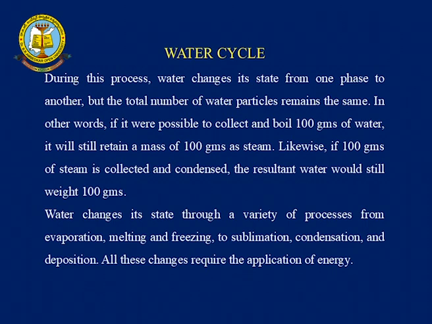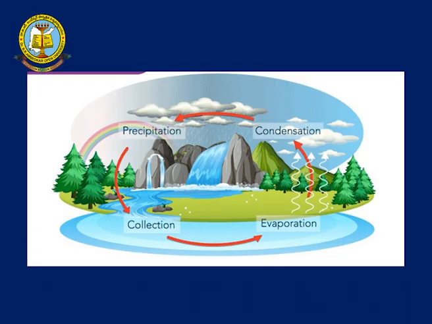Likewise, if 100 grams of steam is collected and condensed, the resultant water would still weigh 100 grams. So, water changes its state through a variety of processes from evaporation, melting and freezing to sublimation, condensation and deposition. All these changes require the application of energy. This picture clearly shows how a water cycle takes place: evaporation, condensation, precipitation and collection.